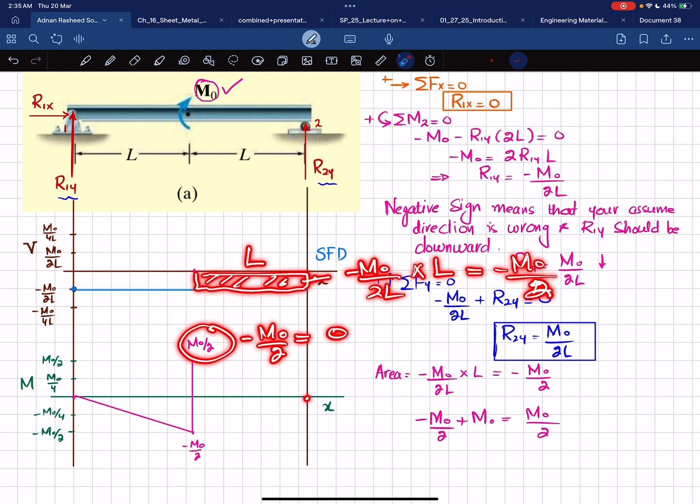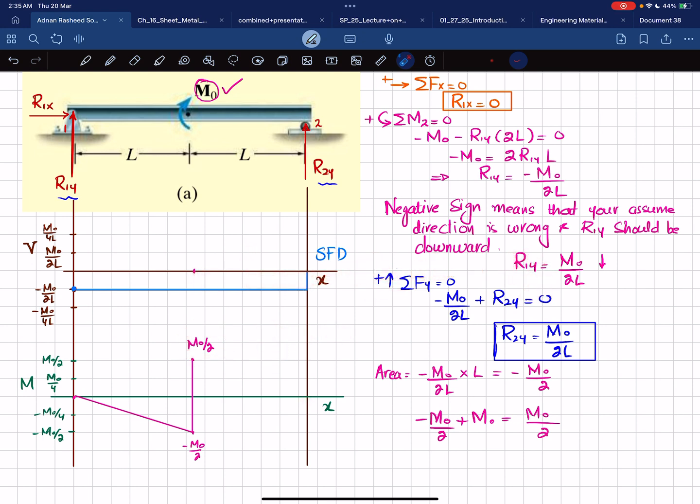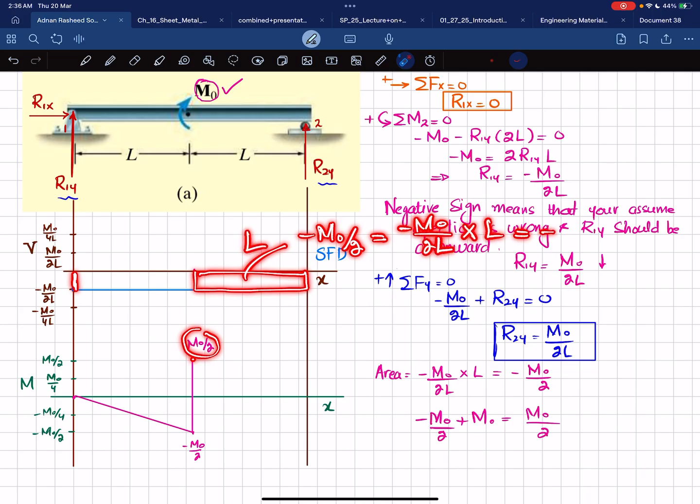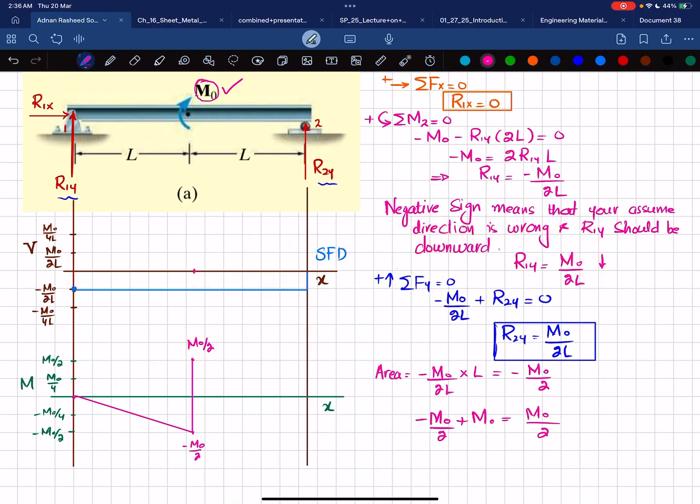I will repeat it. You can see here the bending moment is plus m naught over 2, and this remaining area will give you minus m naught over 2. Why? Because the height is minus m naught over 2L and the length is L. So if you multiply, it will give you minus m naught over 2. So plus m naught over 2 minus m naught over 2 will give you 0 at this point. So your bending moment at the end will be this point.